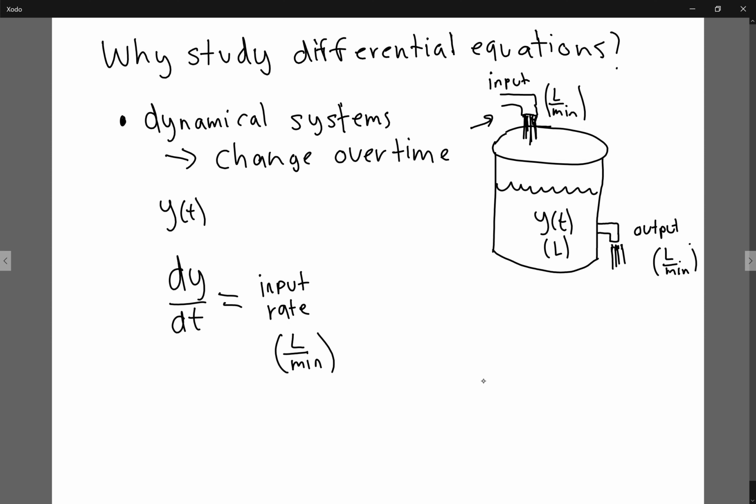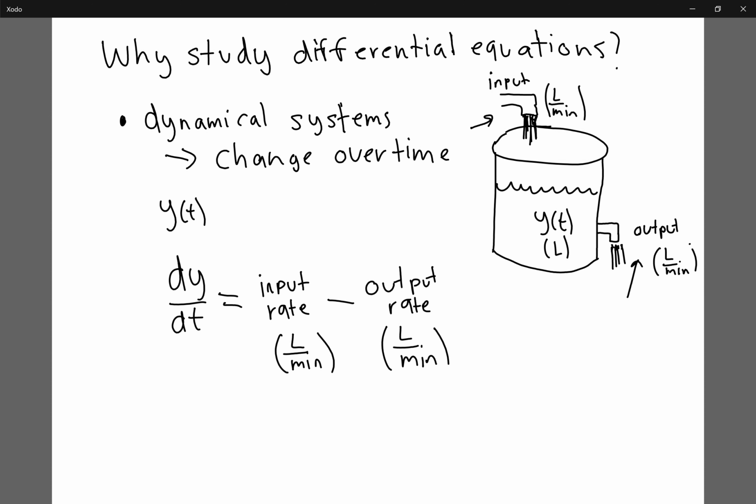And if I subtract off the output rate, which comes from, it looks like we have a faucet letting some fluid out of the tank as well. We now have a complete description of dy/dt. If I know the input rate and I know the output rate, then the rate of change must just be the difference between those two.